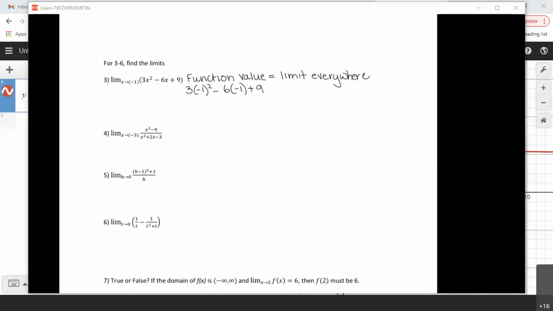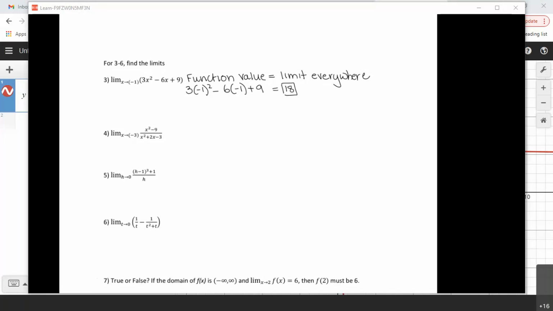Okay, do this and evaluate it on a calculator. This is going to be 3 plus 6 is 9 plus 9 is 18. So the function value and the limit will be the same everywhere in a polynomial function. You'll notice all the rest of them are rational functions.